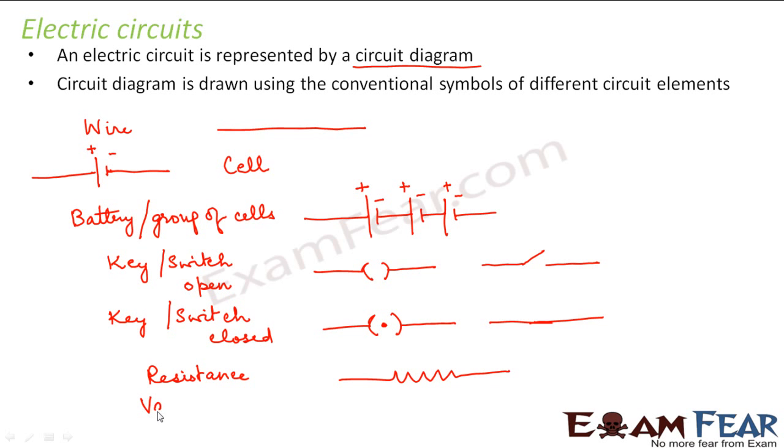But if you want to represent a variable resistance, what do I mean by variable resistance? Sometimes I want to keep a variable resistance so that during my experiment or during the operation of the circuit, the resistance should be able to change its value. That kind of resistance is known as a variable resistance or a rheostat, and that is represented like this. So this resistance can change its value depending upon the requirements of the circuit.